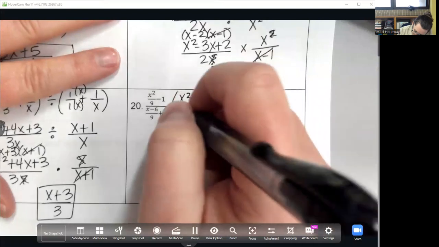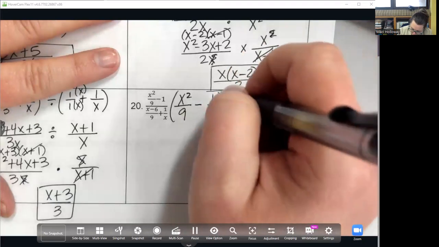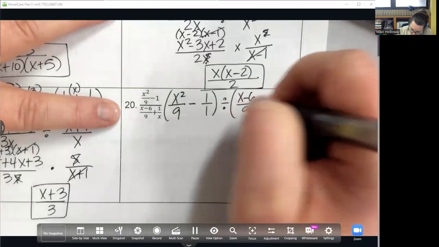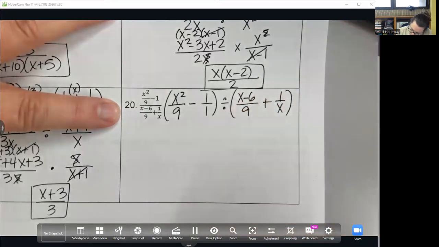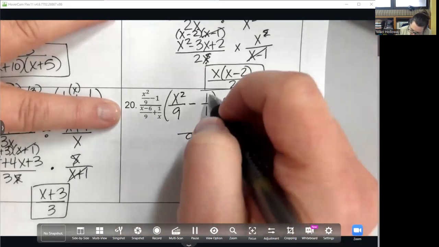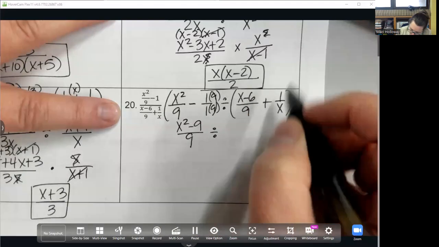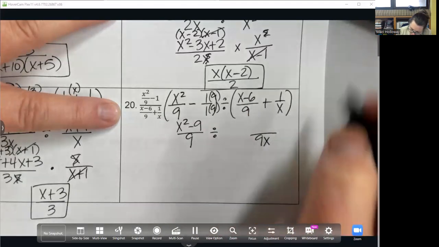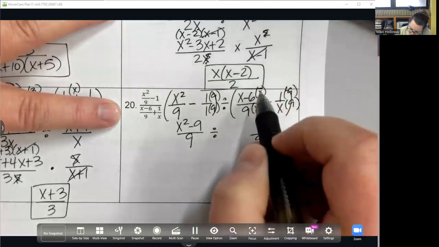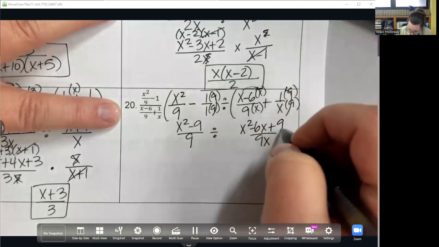Feeling my energy wane, but that's okay. We're going to make it through. All right, x squared divided by 9. I'm going to put this 1 over 1. Write it horizontally by dividing there. So we have x minus 6 over 9 plus 1 over x. All right, common denominator here is 9. This one needs a 9, doesn't it? All right, so we got x squared minus 9 here, divided by, common denominator is 9x. This guy needs an x. This guy needs a 9. So distribute our x, we have x squared minus 6x plus, and then we have a 9 here.